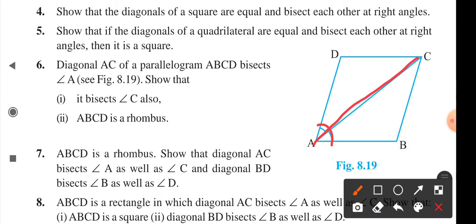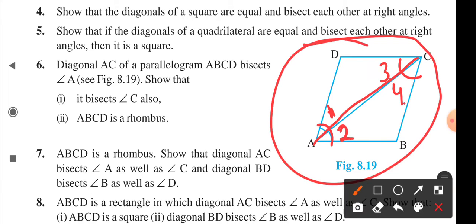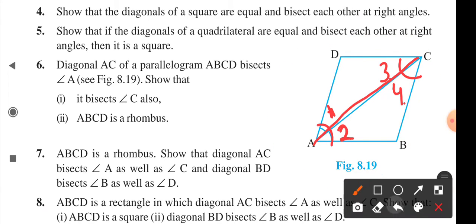If this angle is 1, this is 2, this is 3 and this is 4, we have to prove that if angle 1 is equal to angle 2, then angle 3 is equal to angle 4. We are given that ABCD is a parallelogram, and due to its properties, angle 1 is equal to angle 4, because they are alternate interior angles.